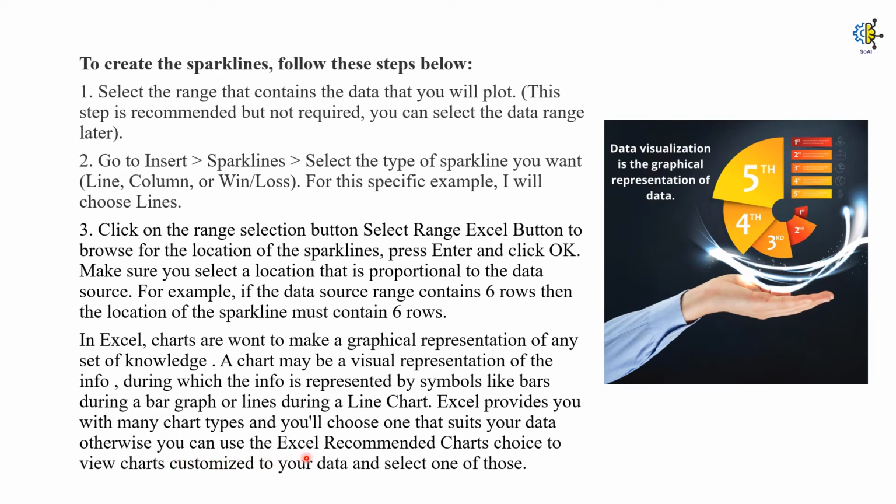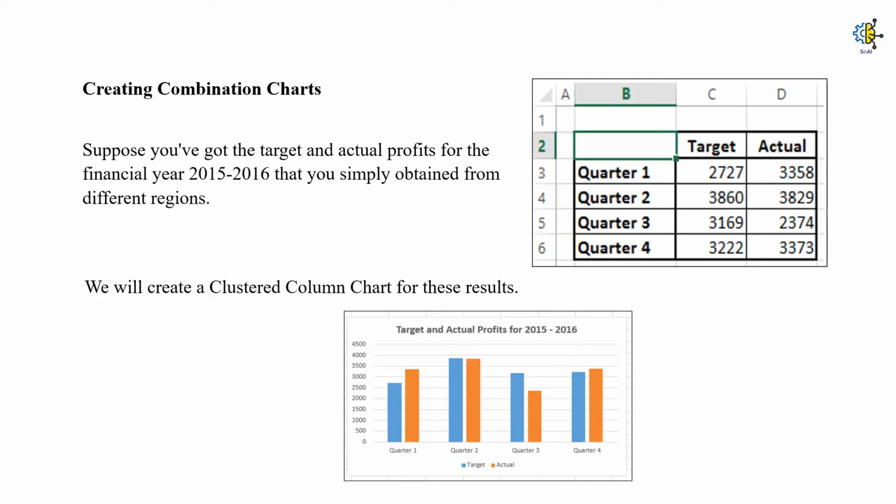Otherwise, you can use the Excel recommended charts option to view charts customized to your data and select one of those. Now, creating combination charts: suppose you have the target and actual profits for the financial year 2015 and 16, obtained from different regions, and we will create a clustered column chart for the results. So these are the data, and with the help of these data a chart is created here.